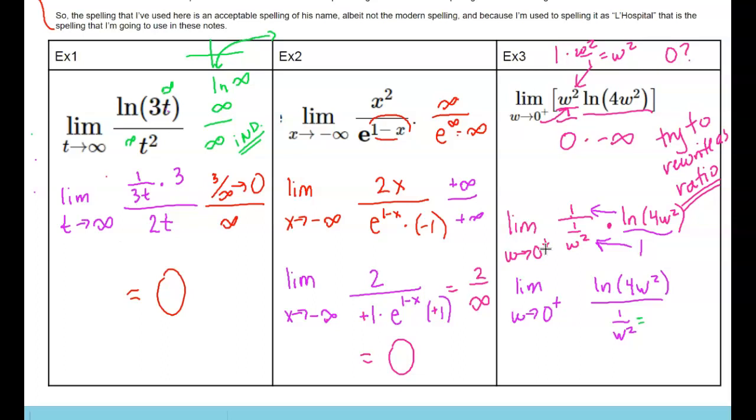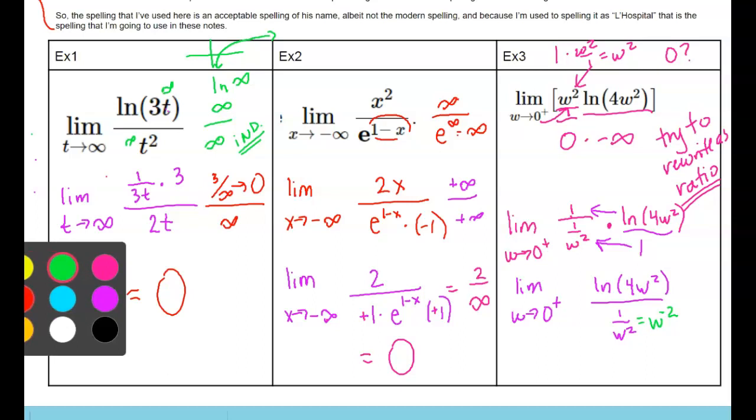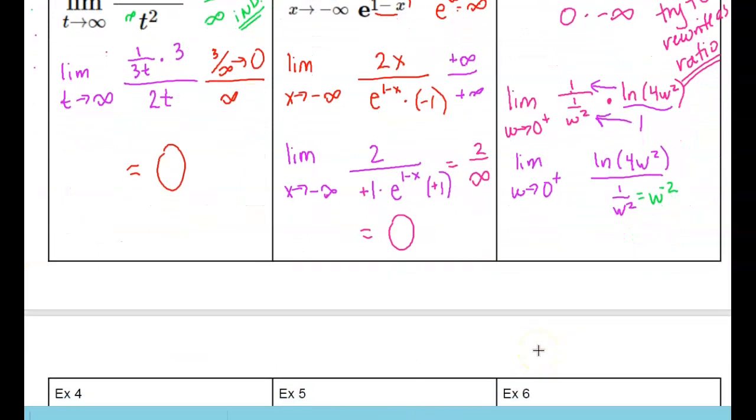I'm going to rewrite this as my power though. Okay. So on my derivative, if I do L'Hopital's rule, I get the limit as w approaches zero. And I'm going to write my fraction. So it's 1 over the inside times the derivative of the inside. And I know I can reduce, but I'm going to wait. This one's going to be a power rule. So I bring it down and subtract 1.